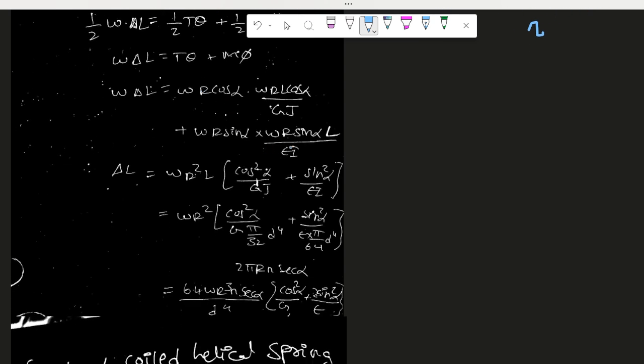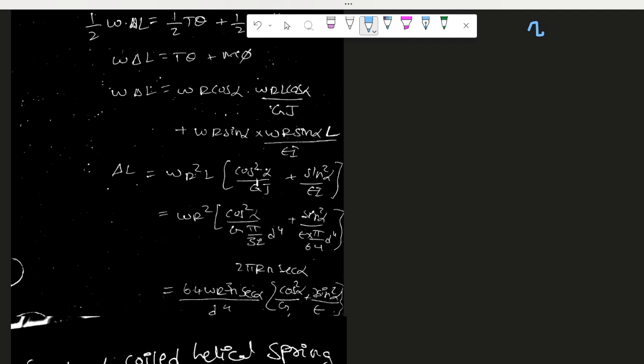Multiplying the terms, we get W square R square L common. W square on one side and one W on the other cancel, leaving W R square L times the remaining terms: cos square alpha by G J plus sin square alpha by E I.